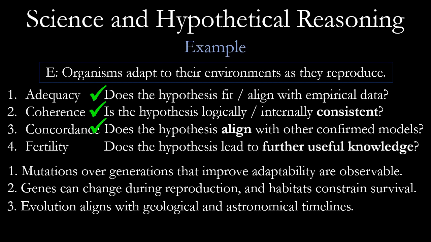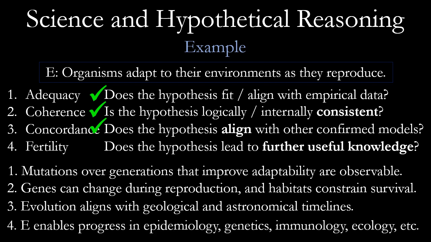Okay, and then fertility. We ask, does the hypothesis lead to further useful knowledge? And hypothesis E, evolution, enables progress in epidemiology, genetics, immunology, ecology, and so many other fields. Many biologists will point out that without evolutionary theory, biology makes very little sense. Evolutionary theory allows us to look at all of the data that we have and to understand it together under a general rubric or a model that explains why there is variation in species.